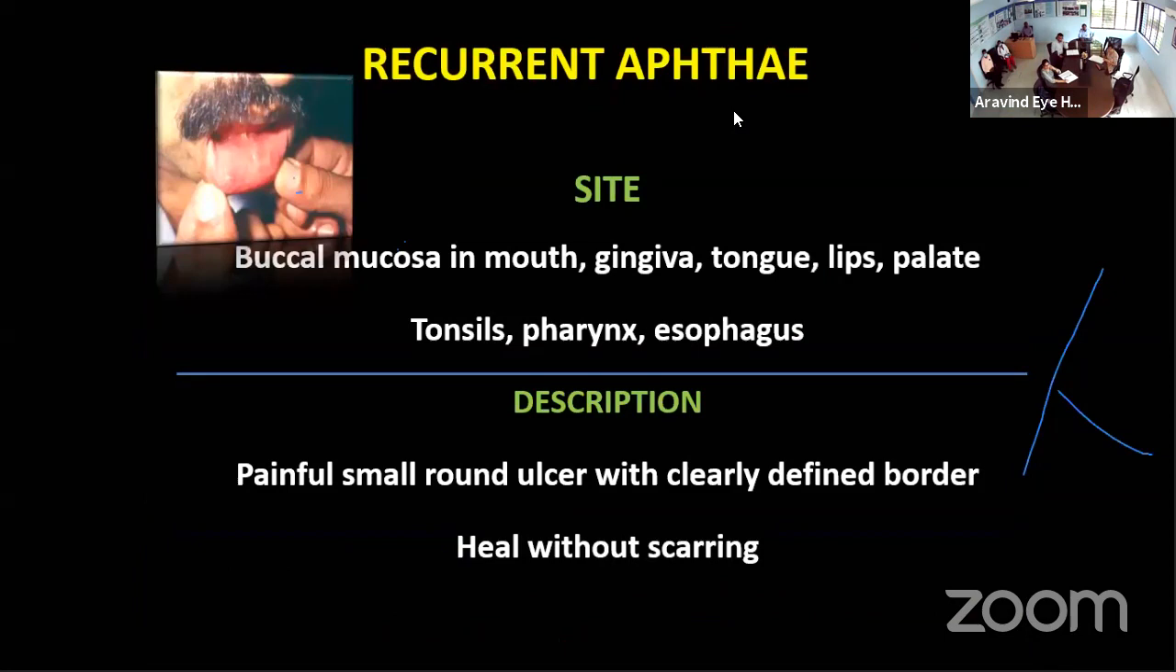Next slide, please. So first, before seeing how to diagnose Behcets, let us analyze how each of the symptoms is going to be. Recurrent aphthous. It is, as the name says, going to be in the buccal mucosa of the mouth, gingiva, tongue, lips, palate, tonsils. It can be there in the pharynx and the esophagus. They are classically described as painful small round ulcers with clearly defined borders. They characteristically heal without a scarring response, which is unique in Behcets.